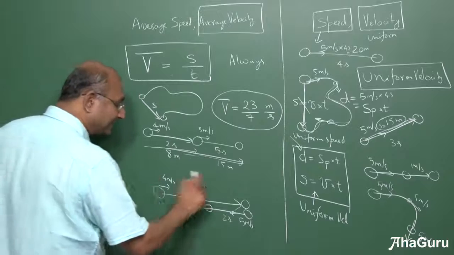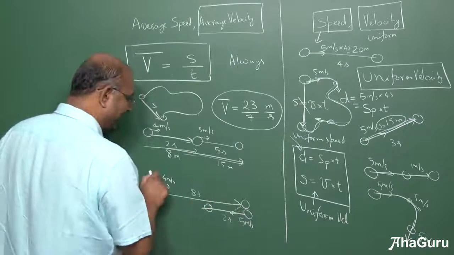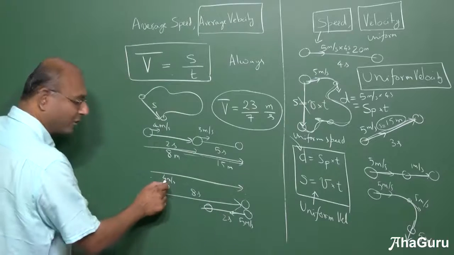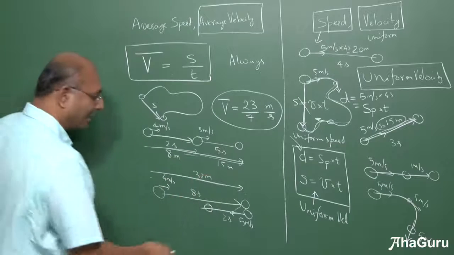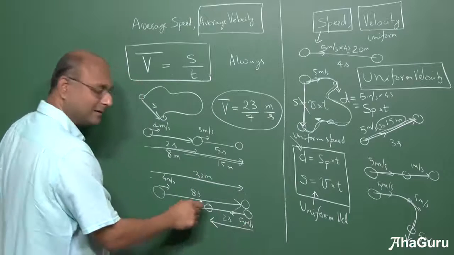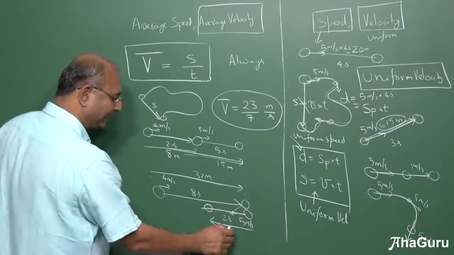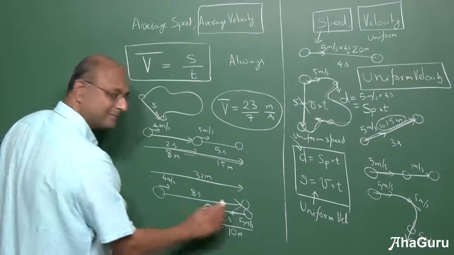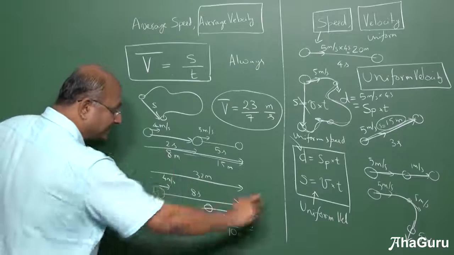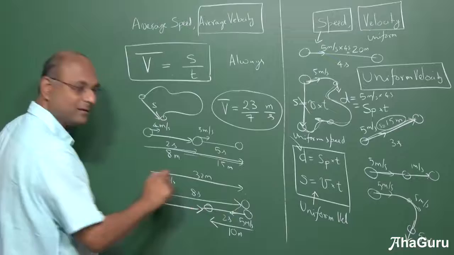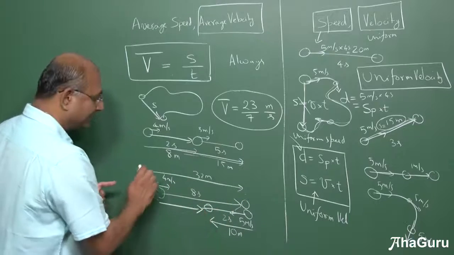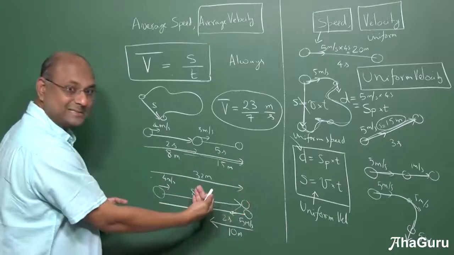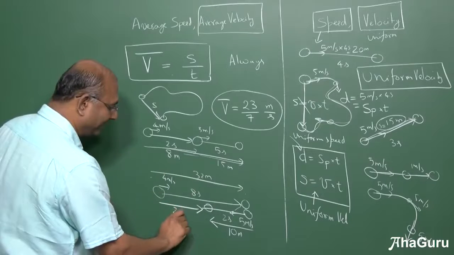So what is my displacement? How much is this displacement? 4 into 8, 32 meters. How much is this displacement? 5 meters per second into 2 seconds, 10 meters. So what is my displacement? It is 32 minus 10, so that is 22 meters.